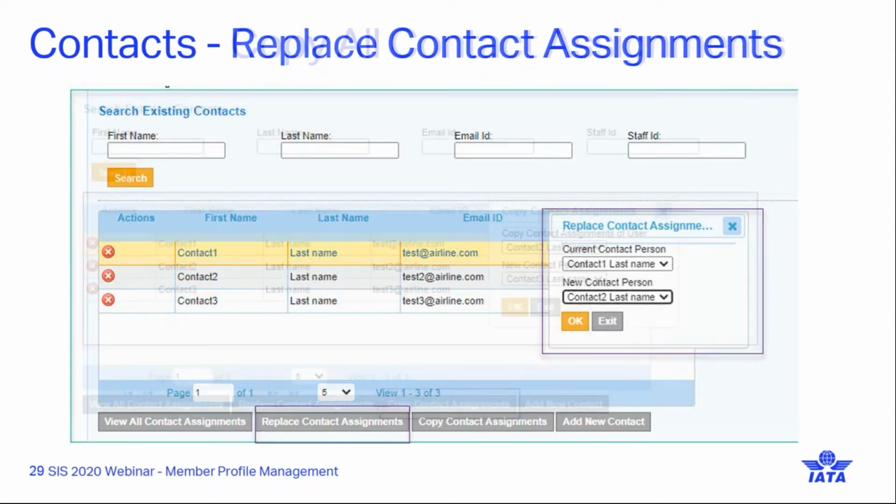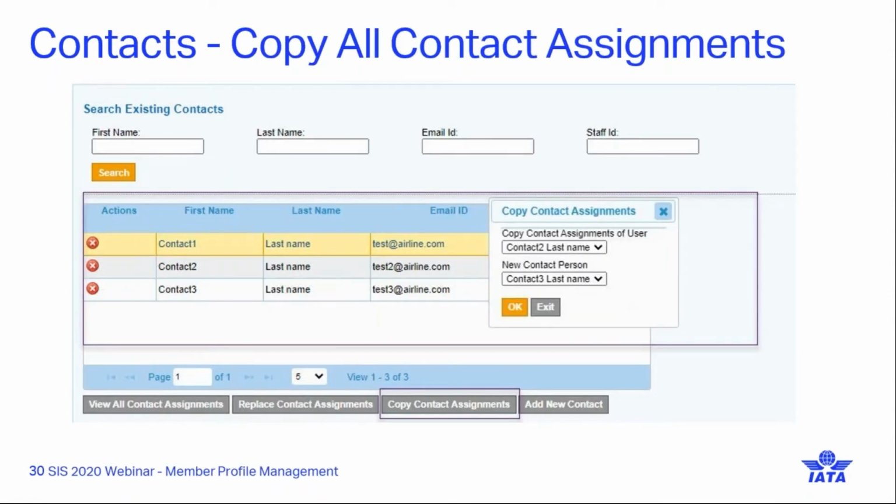Moving forward, another option that SIS offers you under the contact tab is that you can copy contact assignments. So if you have a new employee in your company, or if you want two employees to have the same contact assignments, you can copy their assignments from one to another without having to go one by one, knowing that these contacts are going to have the same assignments.